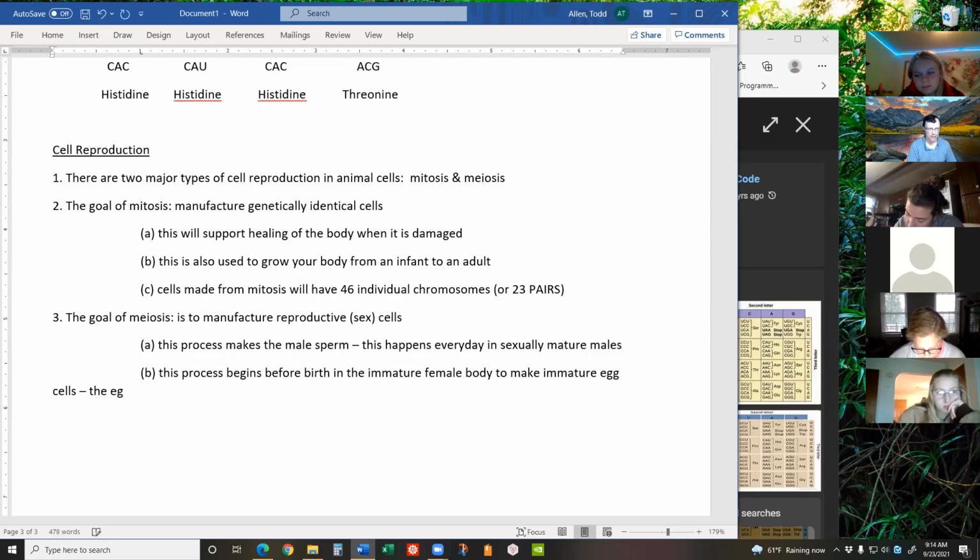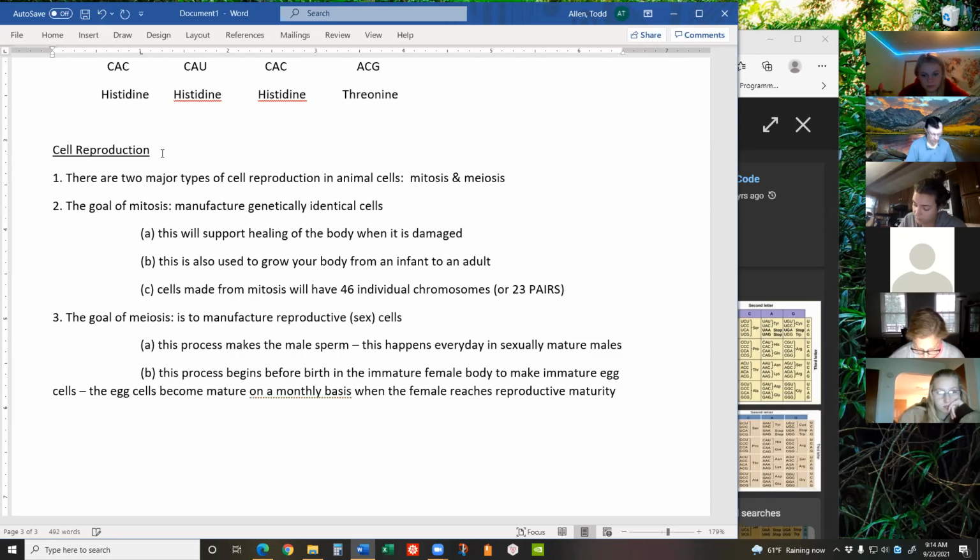The egg cells become mature on a monthly basis when the female reaches reproductive maturity.